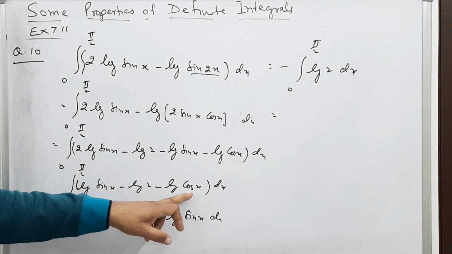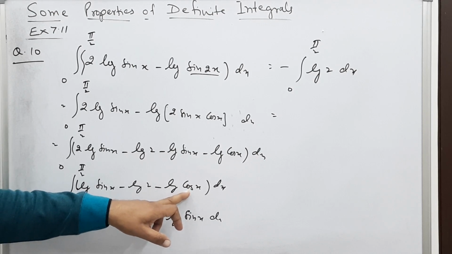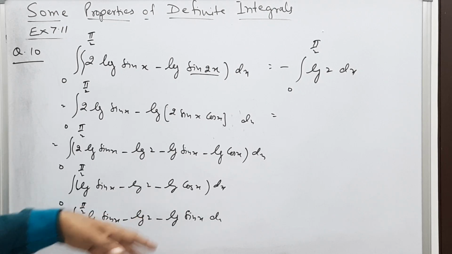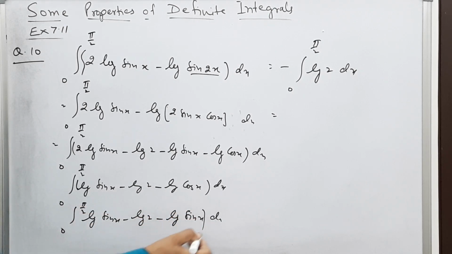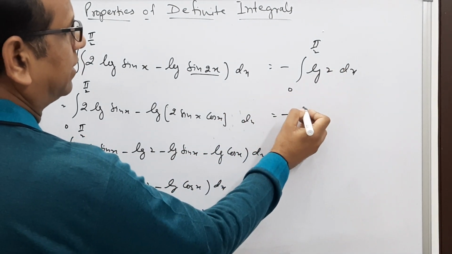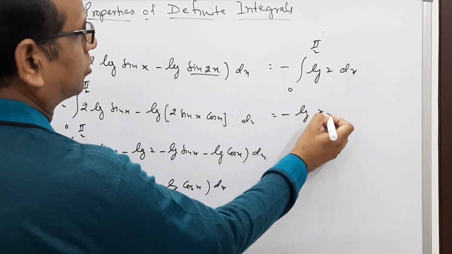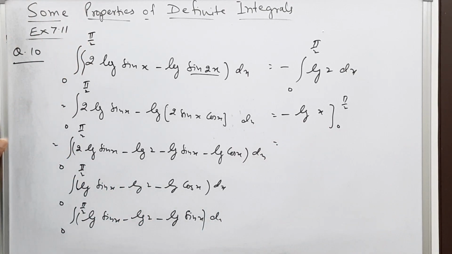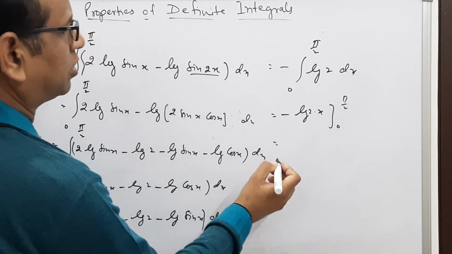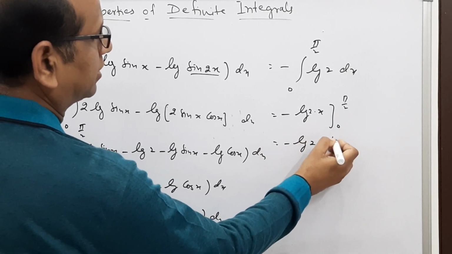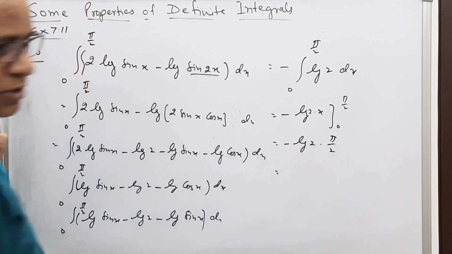See here, by using the property number 4, if I write cos of pi by 2 minus x, then it will be sin x. It is not a very complicated part. So in this way we can convert, and this part will cancel here. Now it is minus the integration of log 2, which will be log 2 times x, from 0 to pi by 2. So the final answer is minus log 2 and it is pi by 2.